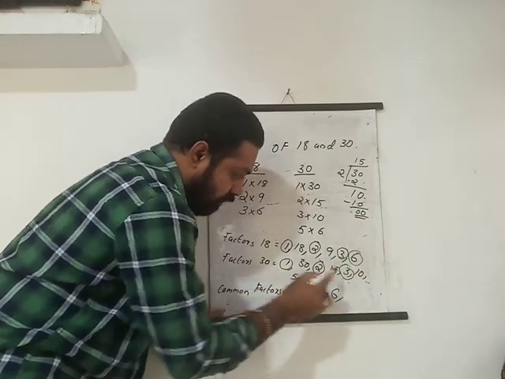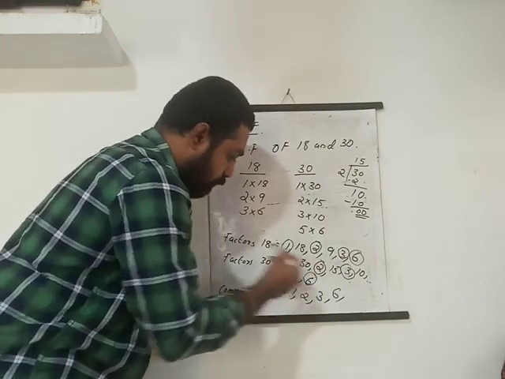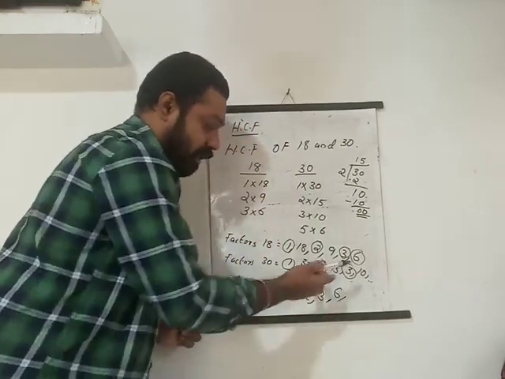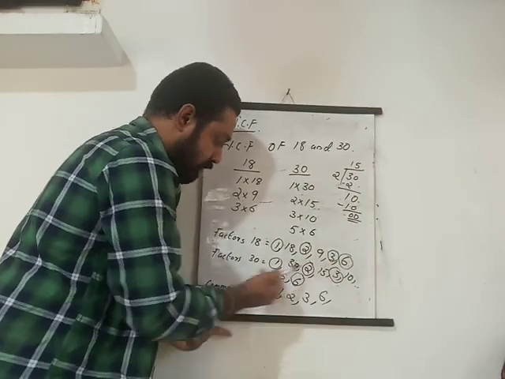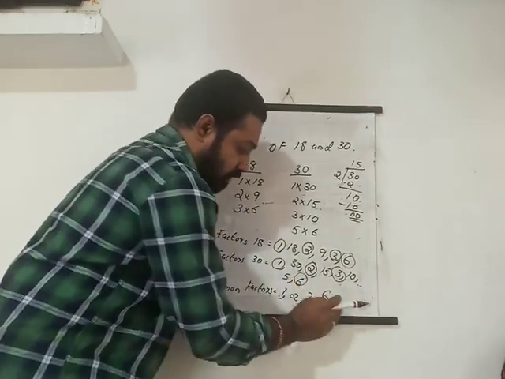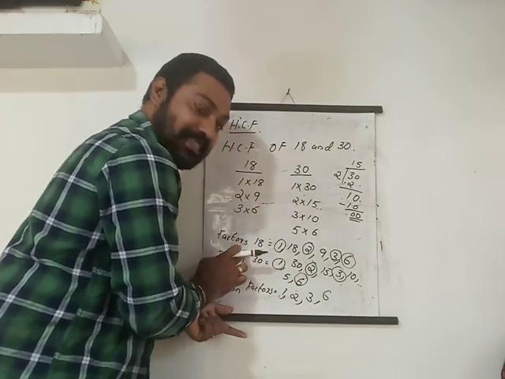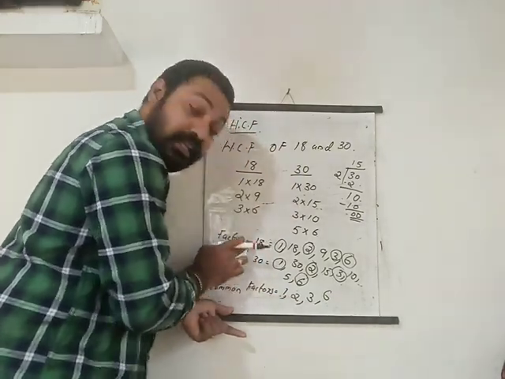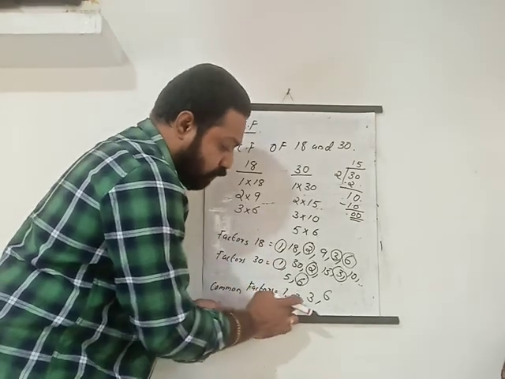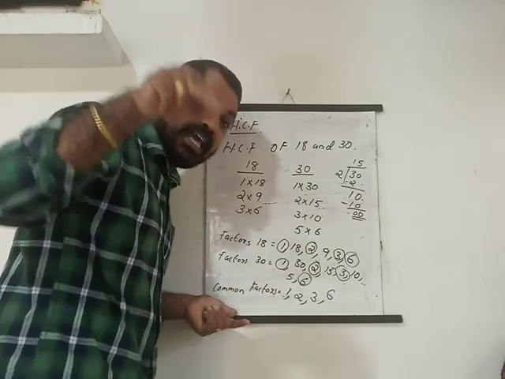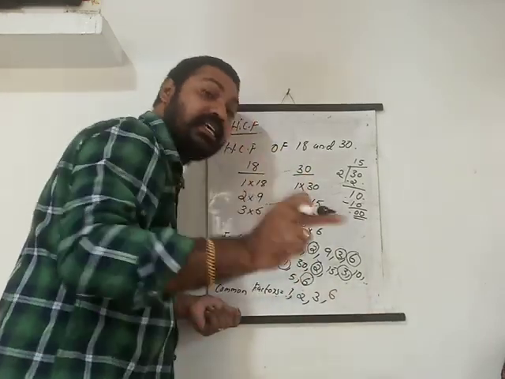Then is it over, isn't it? No, because in 18 all factors we wrote. These are only for 30. So 10 and 5. This is only for 30. So among this one, we got these are the common factors. That means both for 18 and 30. These factors are both in 18 and 30. So 2, 3, 6 are the common factors. Among this one, which is the highest one? 6. This is the highest common factor.